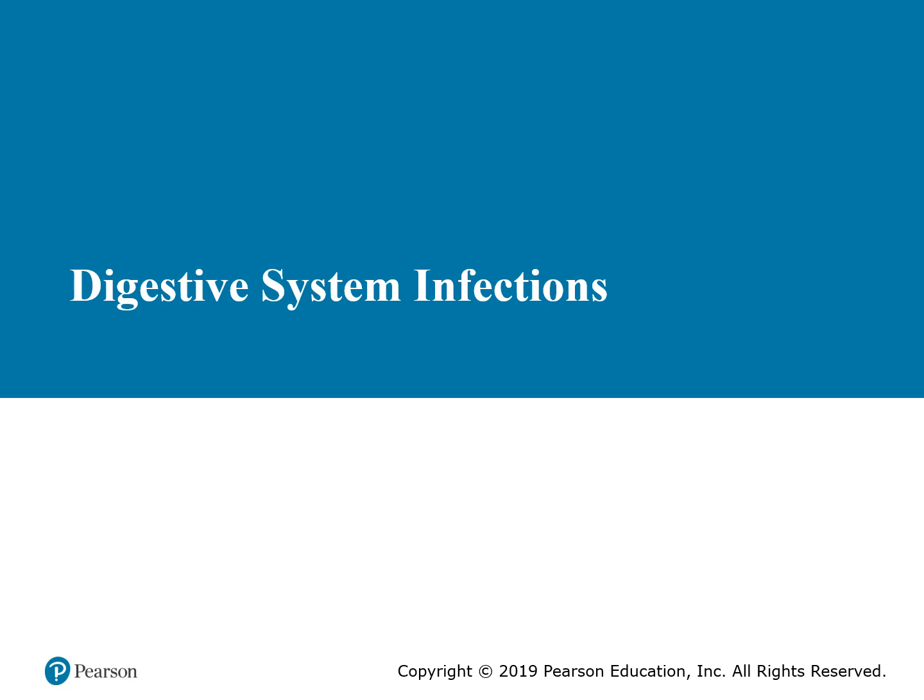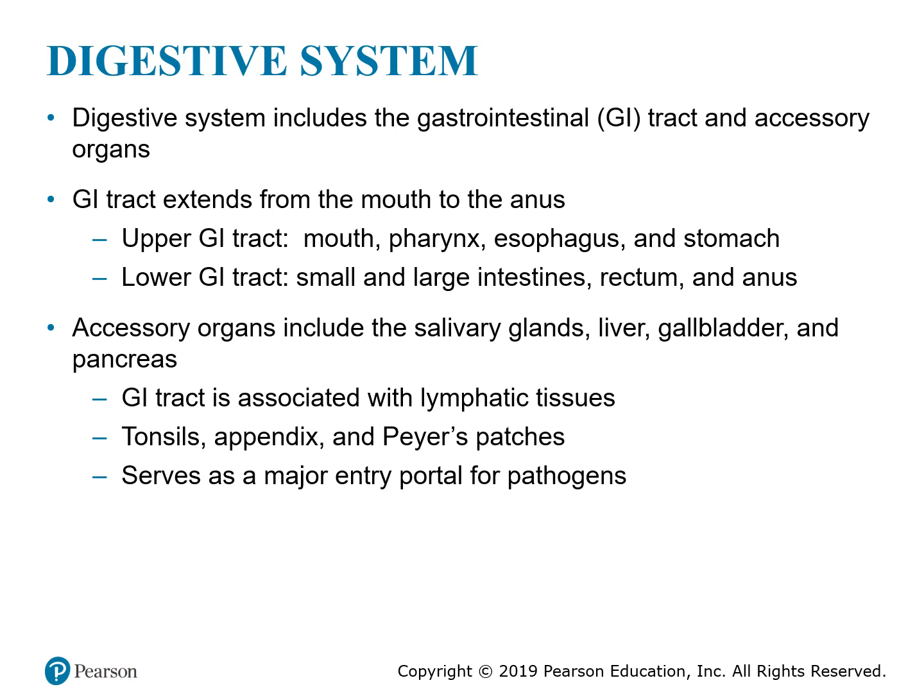This lecture covers the digestive system infections. So the digestive system includes the GI tract as well as any of the accessory type organs. The GI tract is from mouth to anus, and it includes the upper GI tract as well as the lower GI tract. The upper GI tract has the mouth, pharynx, esophagus, and stomach, and the lower GI tract will include the small and large intestines, rectum, and anus. Accessory organs include salivary glands, liver, gallbladder, pancreas.